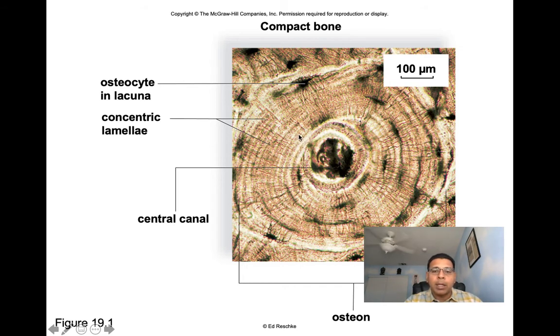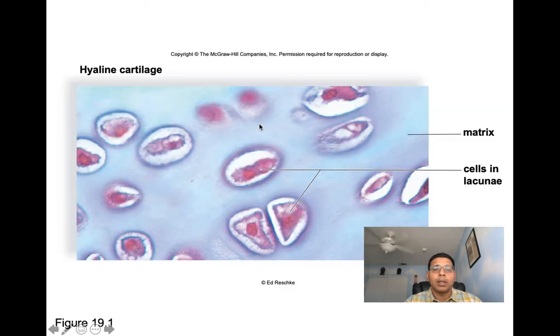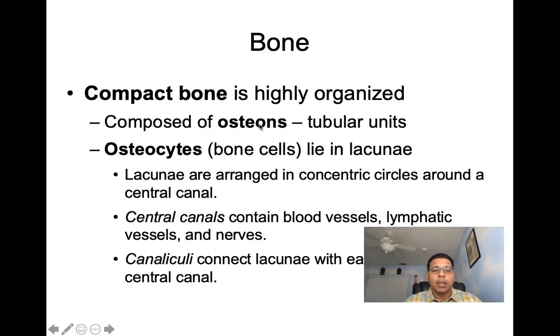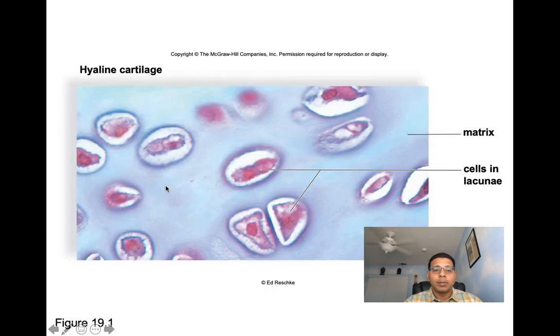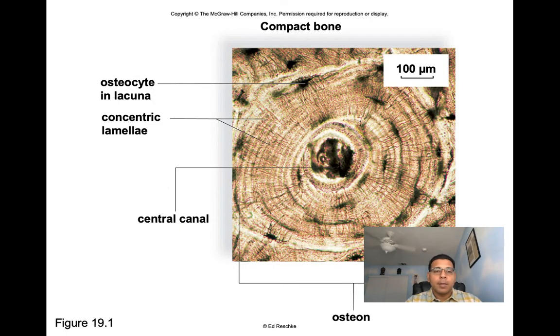So we said lamellae are going to be found surrounding the central canal. And you can see all these concentric lamellae just surrounding that central canal, coming all the way around. That's what we saw here. They put lacunae, but we said lamellae are arranged in concentric circles around a central canal. So we got osteocytes, lacunae, canaliculi, central canal, osteon. All right, let's continue forward then.